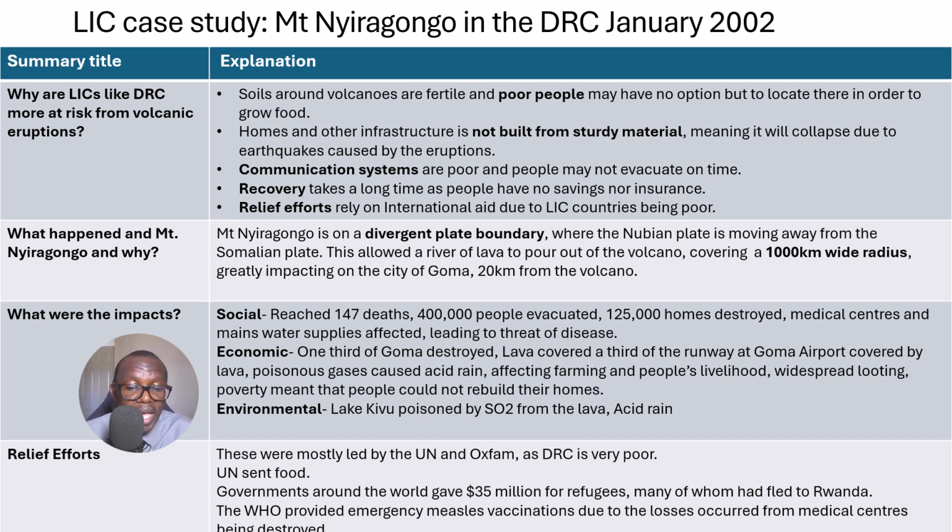Then the World Health Organization provided emergency measles vaccinations. And this obviously must have been due to the hospitals in the DRC being damaged by the volcano, and therefore not having the vaccinations in stock, and needing somebody else to bring those vaccinations to them. Okay.